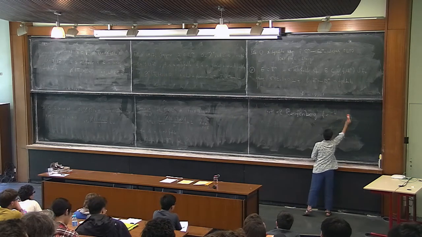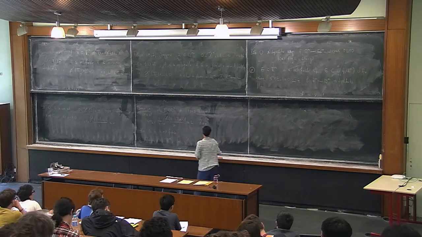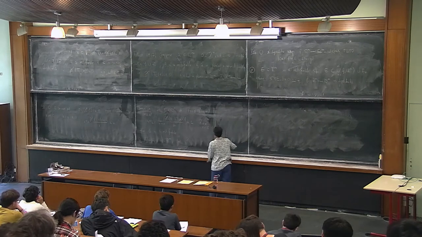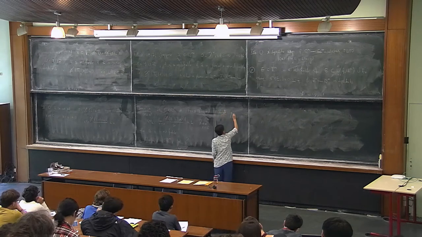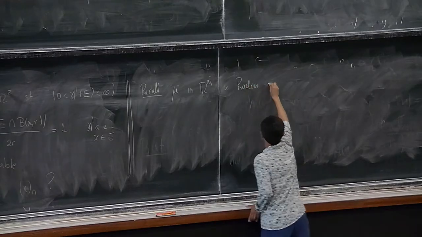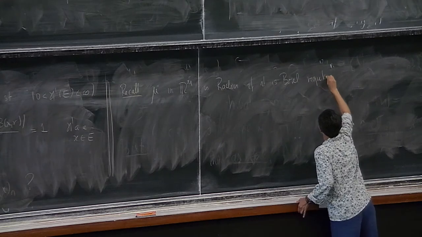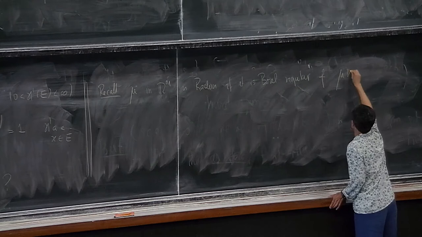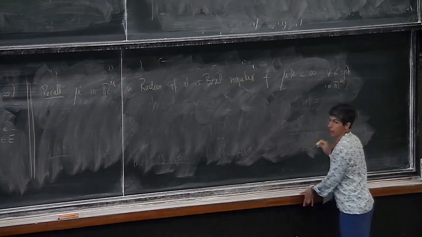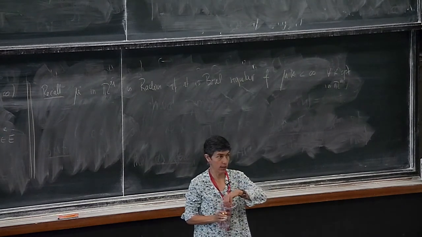And of course, I'm going to give you the punchline early on. I'm going to kill the suspense, but hopefully in the technique, there's enough suspense. So recall, mu in R^m is Radon if it's Borel regular, and mu of K is finite for every K compact in R^m. Your favorite example is the mass that Joshi defined yesterday.